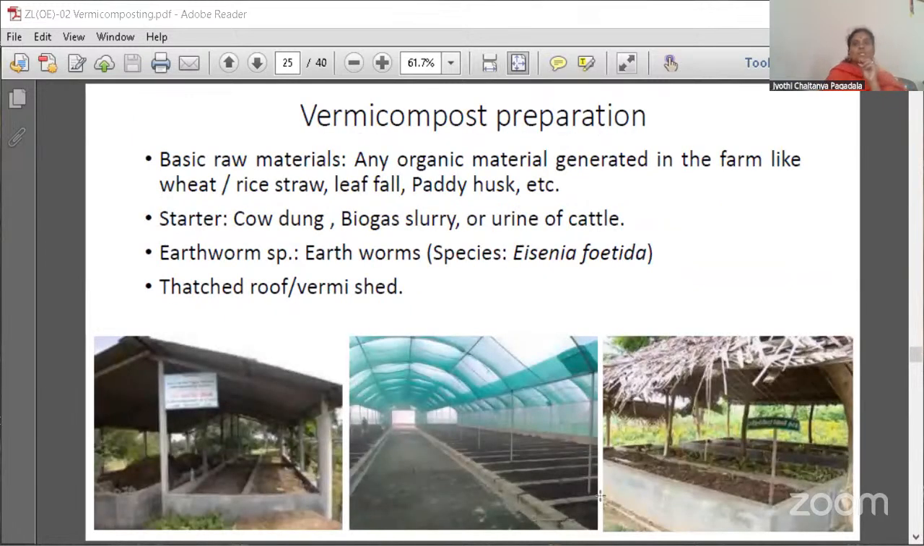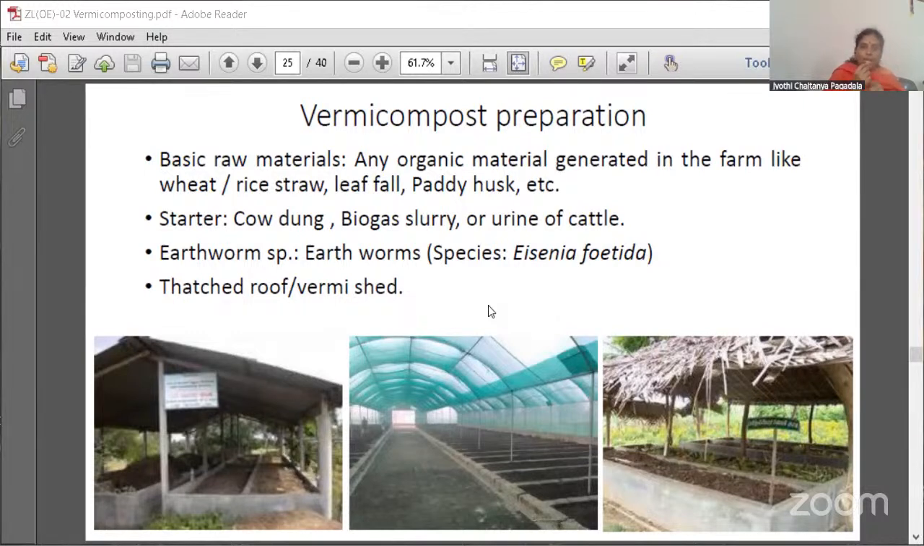Here, vermicompost preparation. The basic raw materials we need are any organic material like crop residues, vegetable waste, cattle dung, dried leaves, and waste from agro industries, and a suitable container or shed, like a paddy husk, leaf fall, rice straw, wheat straw, and so forth. And here the starter is, as I already told you, cow dung, biogas slurry, urine of cattle. These are the starters. The basic materials are any organic material, and earthworms, the species like Eisenia foetida.